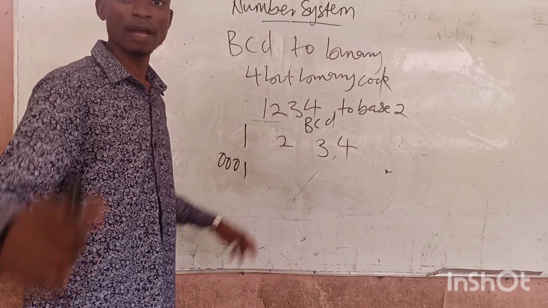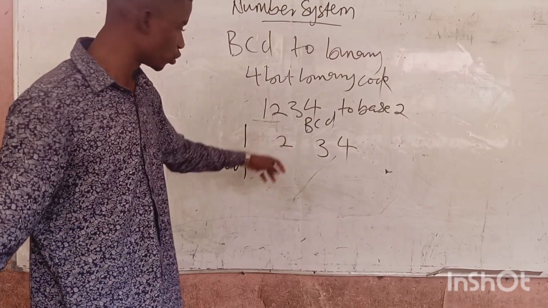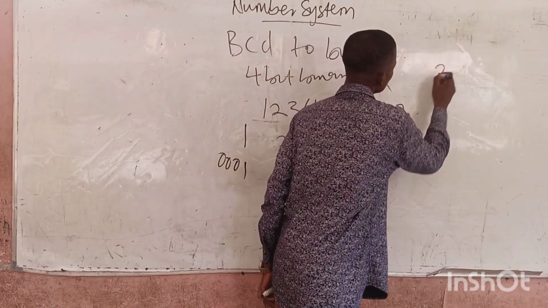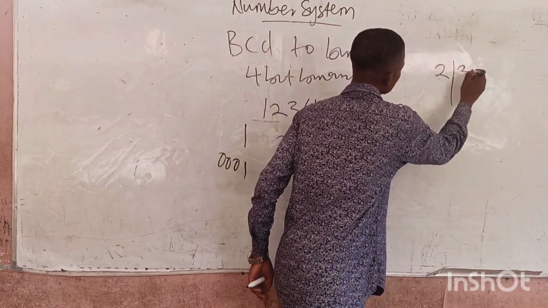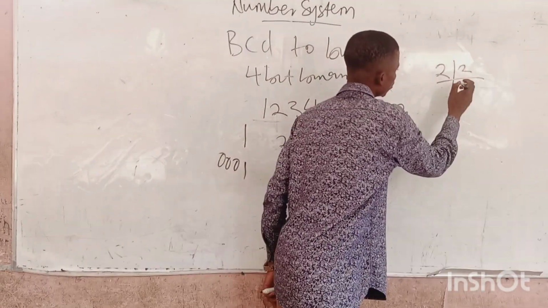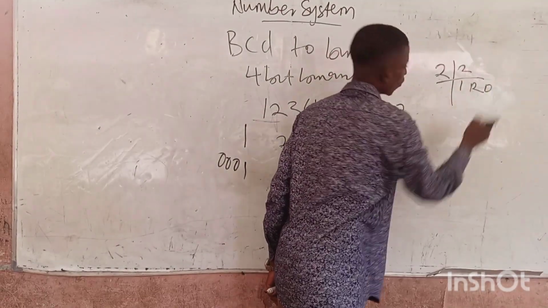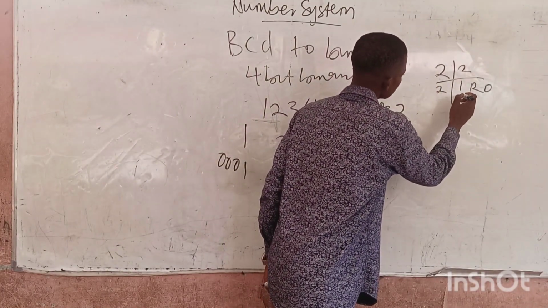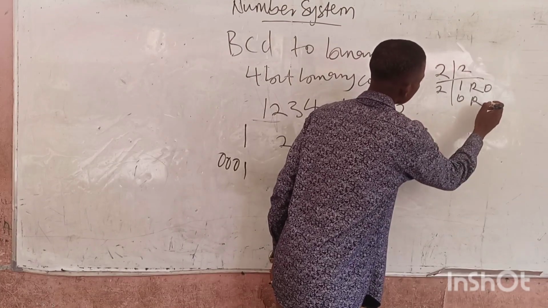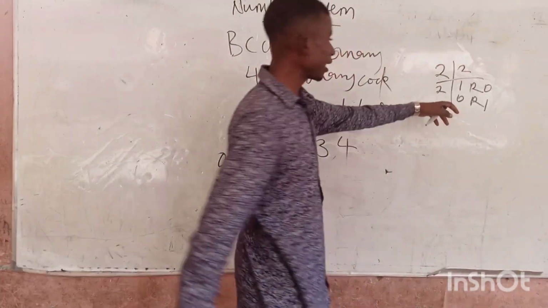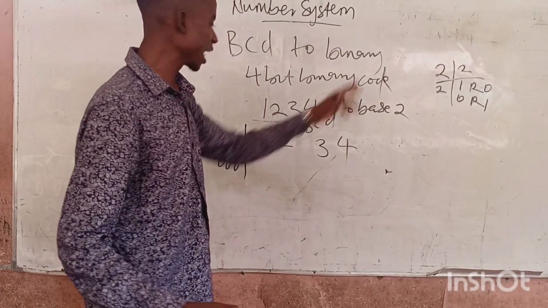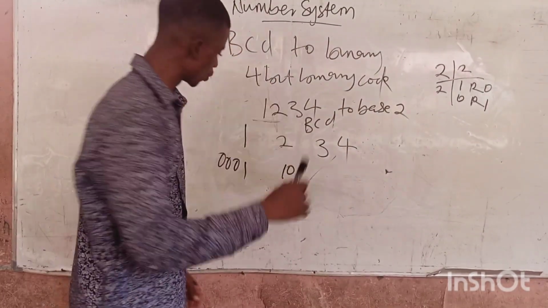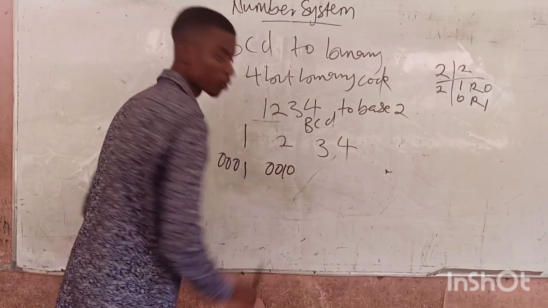For 2, we also have to find the binary equivalence of 2. If we say 2 divided by 2, we have 1, remainder 0. And 1 divided by 2 will give us 0, remainder 1. So the binary equivalence of 2 is 10. So we write 10, and then the remaining bits we complete with 0. So we have here 0 and 0.